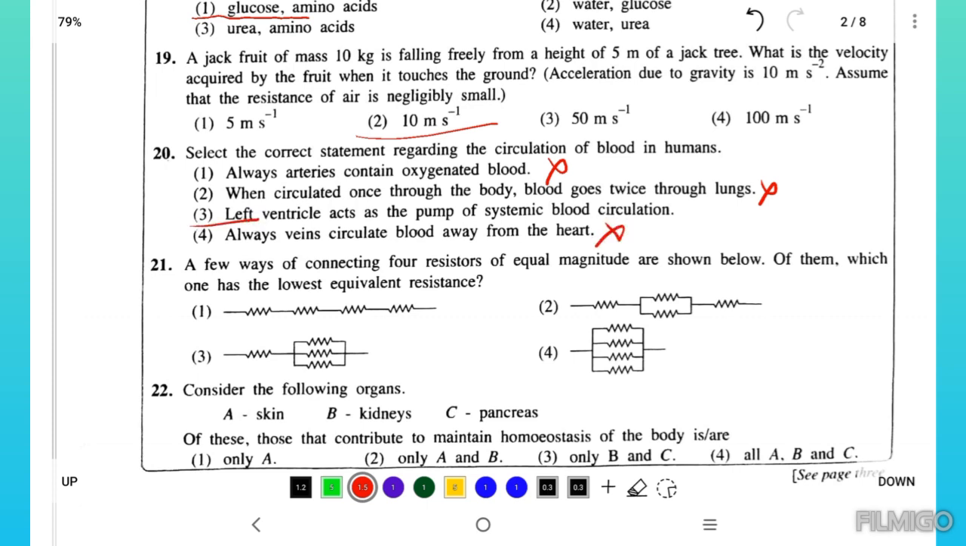Right. So in this video we discussed 20 MCQs from the first MCQ to the 20th one. In the next video we are going to discuss from MCQ 21 to the 40th one.